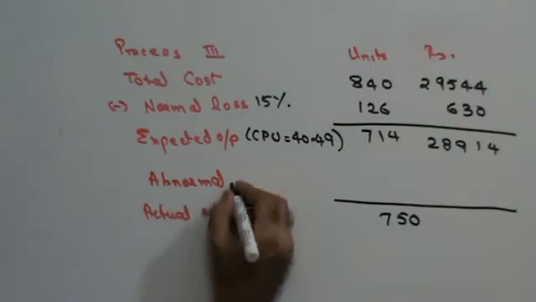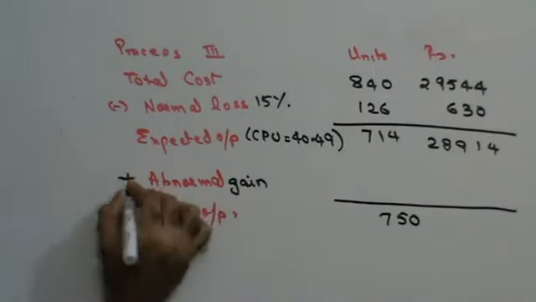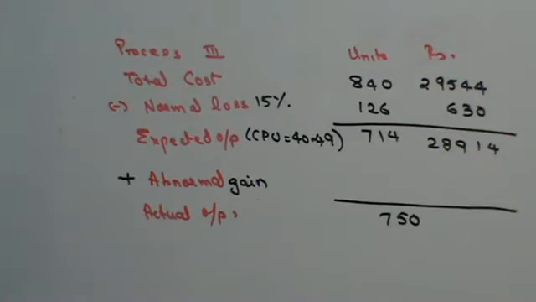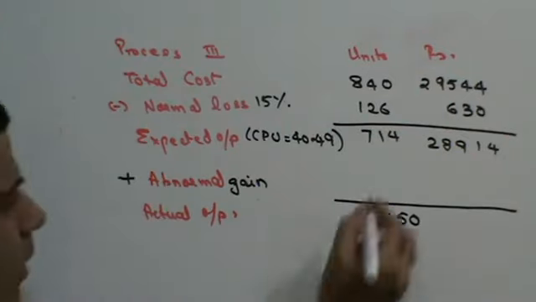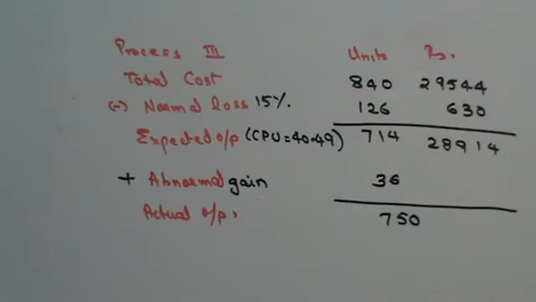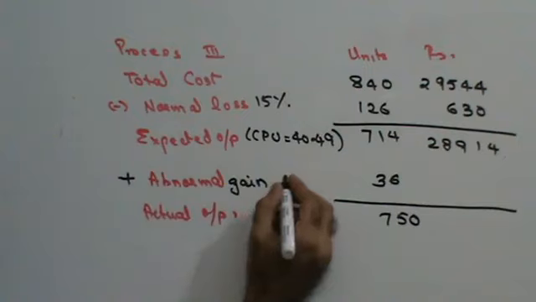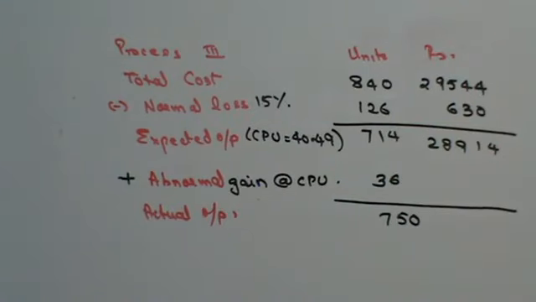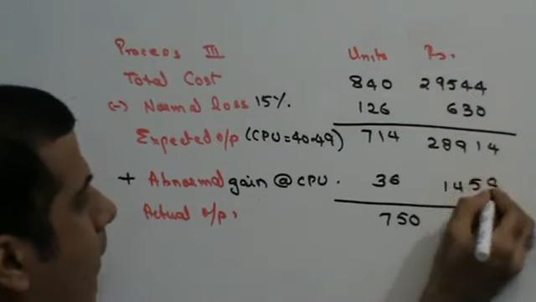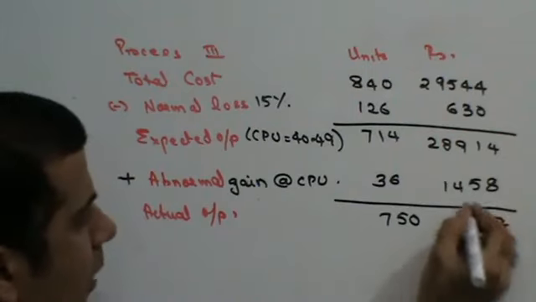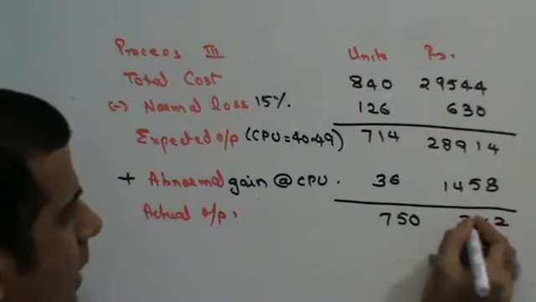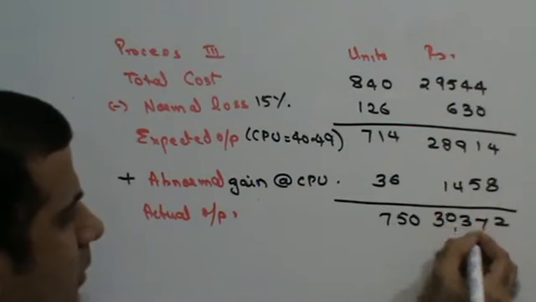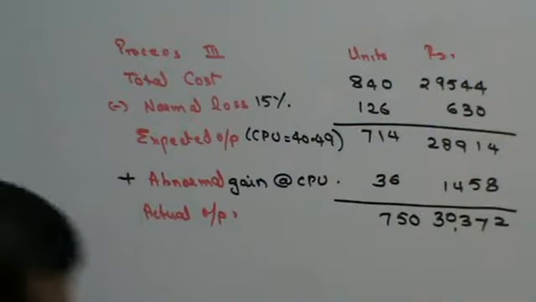Right? That means there is an abnormal gain. You have to add abnormal gain. Like how you subtract abnormal loss, you add abnormal gain. So this is 36 units. Like abnormal loss, abnormal gain is also calculated at the rate of CPU. My CPU is 40.49, so my abnormal gain will be 36 into 40.49, which is 1,458. Right? The total comes to 30,372. Transfer this.